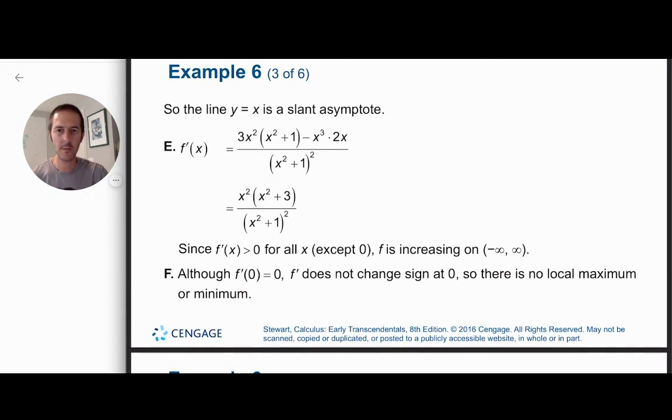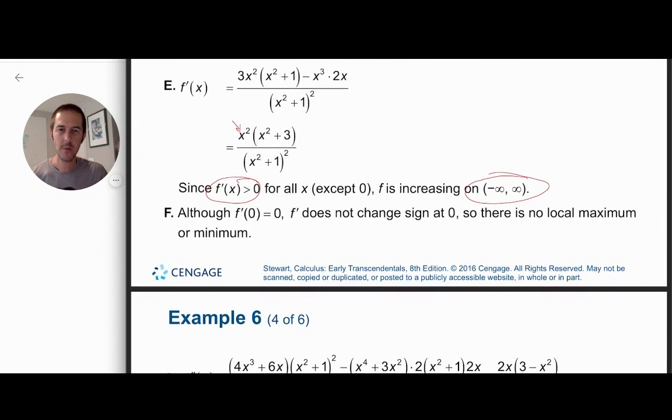In part E, we're taking the first derivative. Simplification has been done for us there. F prime is greater than 0 for all x values except 0, because f prime equals 0 when x equals 0. Just plug yourself a 0 in for that x right there and see what happens. I think you'll find that f prime is equal to 0. Therefore, since it's increasing everywhere except for at 0, I wonder what that's going to look like.